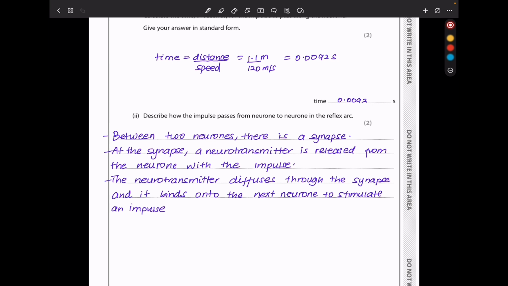So I said between two neurons there is a synapse. At the synapse, a neurotransmitter is released from the neuron with impulse. The neurotransmitter diffuses through the synapse and it binds onto the next neuron to stimulate an impulse.